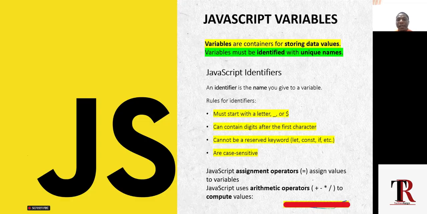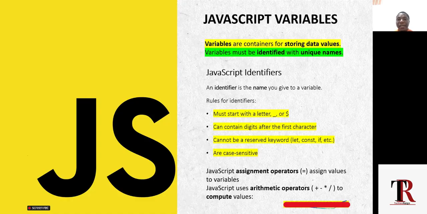Number three, it cannot be a reserved word. There are reserved words that are special to the language itself that cannot be used when declaring your variable and cannot be used as an identifier. Examples are let and const. You cannot do something like let name is equal to let, or let name is equal to const. They are keywords in JavaScript. It will not be accepted as a valid identifier in your program.